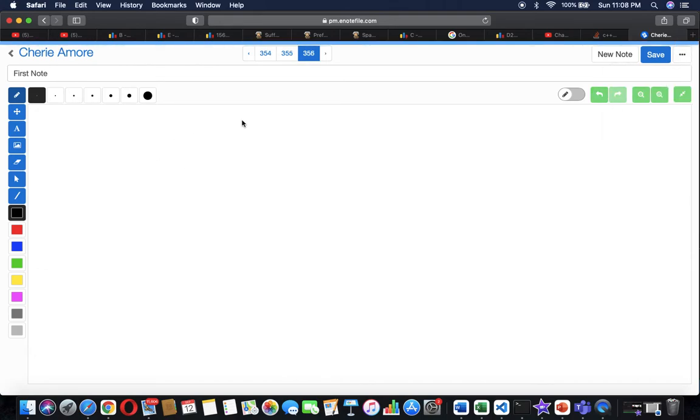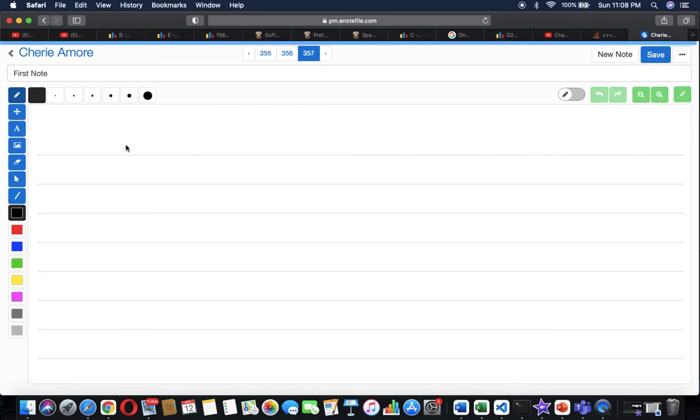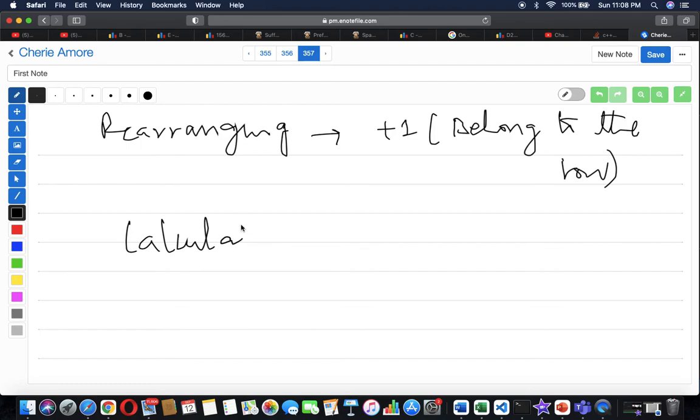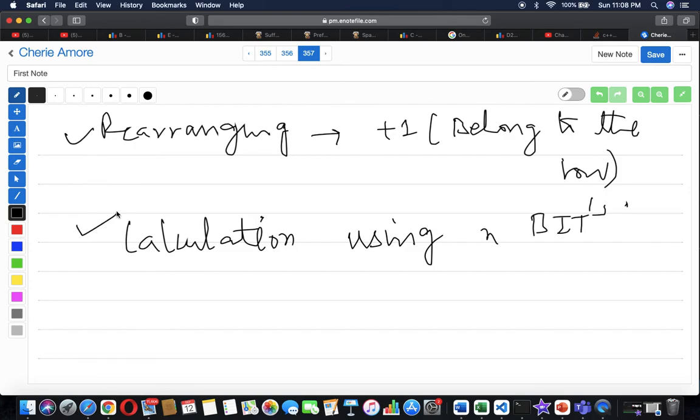First, when you are rearranging numbers after sorting, do that only if one condition is added: that they need to belong to the same row. Secondly, the calculation will now be done using n binary trees, right? And that is it. You've solved the problem. The problem was quite easy, but for that you just needed to understand how D1 is working. If you solved the D1 problem, D2 was quite easy to tackle, right?